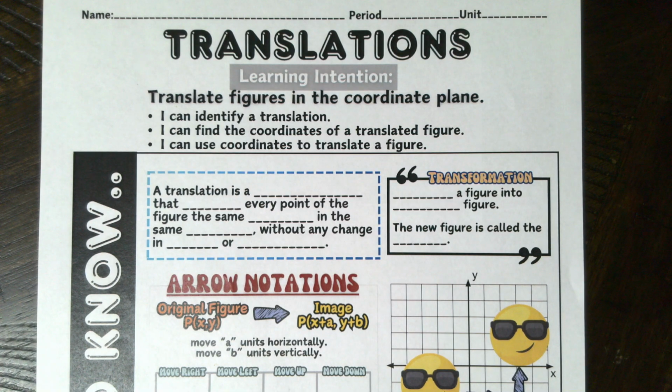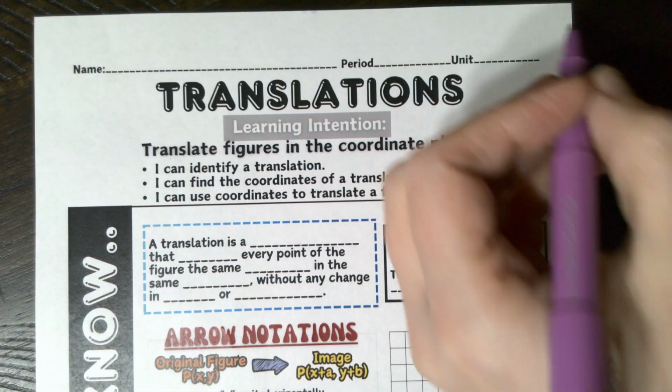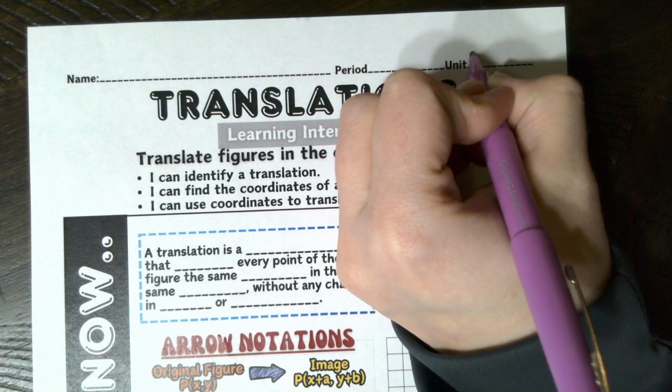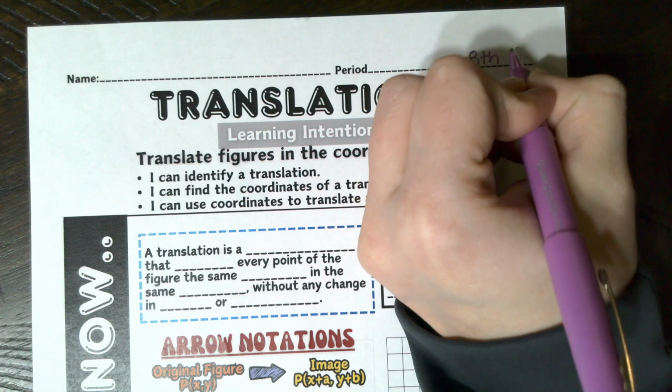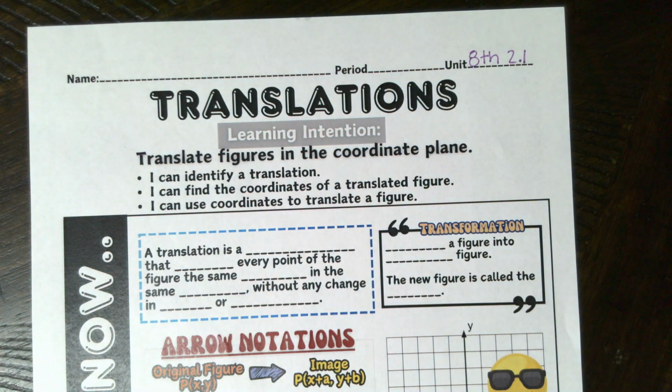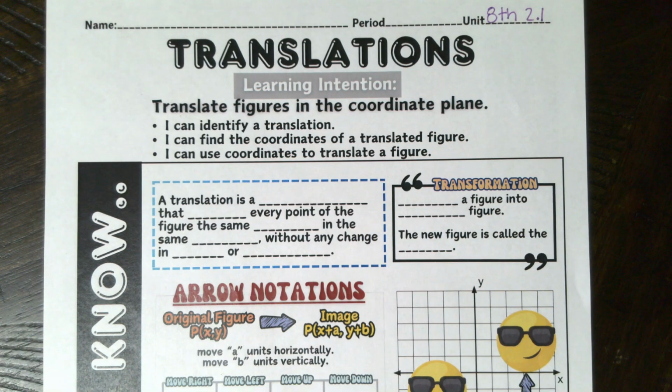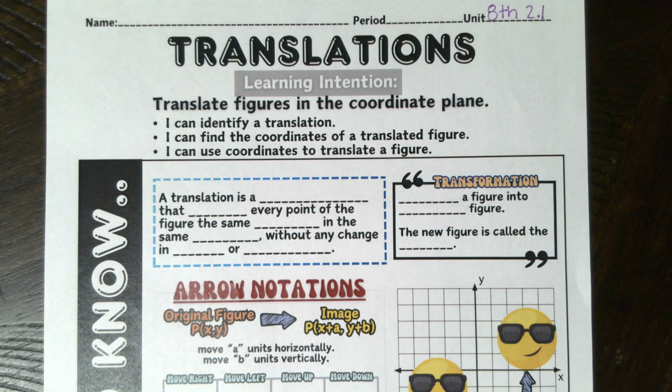Hey guys, we are moving right along and we are in the 8th grade book, Unit 2, writing 8.2.1 here. This unit is on transformation, so we're going to be learning a lot about different types of transformations. And this first section is on translations.